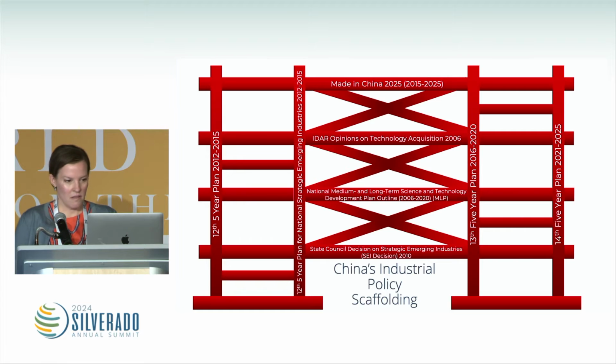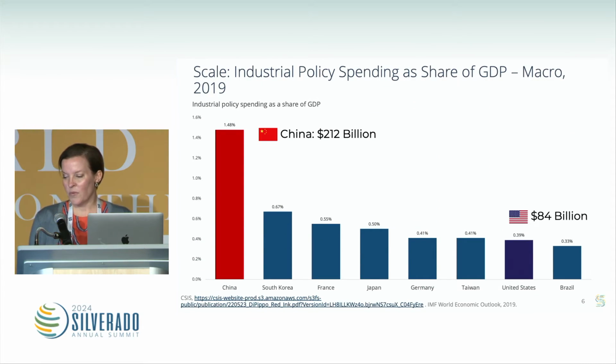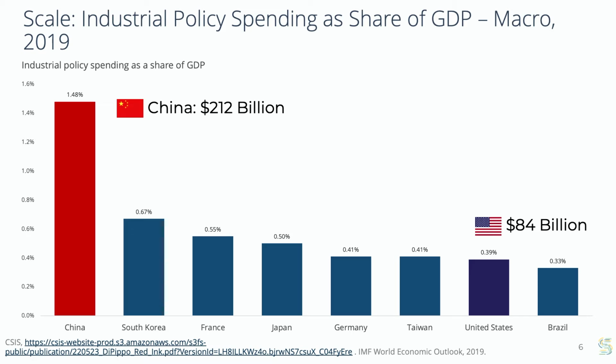Okay. So if we look at the scale of industrial policy spending, it's pretty mind-boggling. In 2019, China outpaces the overall scale of industrial policy spending, both in percent and in absolute terms. They spend about 1.5% of their GDP, or $212 billion a year on industrial policy spending, where the US spends just a little under 0.4% of its GDP on industrial policy spending at around $84 billion.